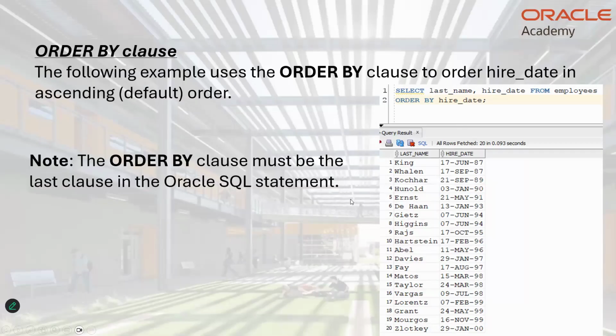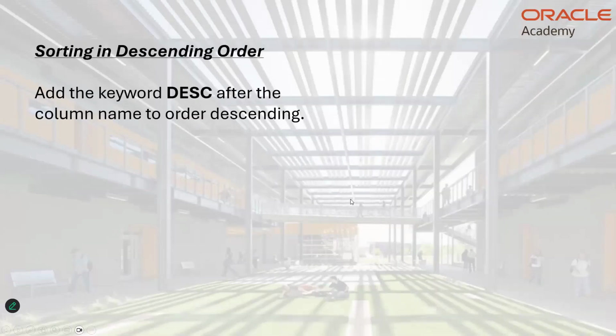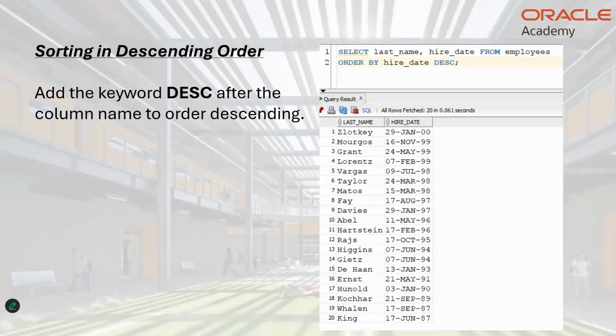Now, if we add the keyword descending or DESC, which stands for descending, it just reverses the order. And so we have the latest at the top all the way to the earliest at the bottom. Sometimes that's very, very useful when you have some type of manipulation of the data.